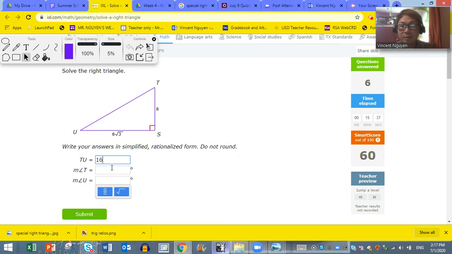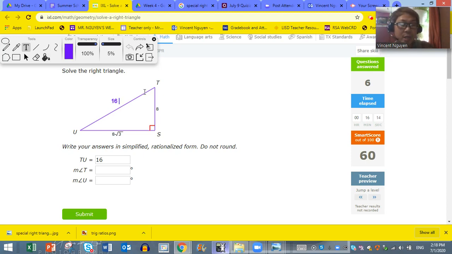All right, that took care of the side. Now the angles, I don't know. Remember, we use trig inverse to find the angle, right? So let's look at angle T first. Look at the two sides that are given to us. Or actually we could use the hypotenuse because we know the hypotenuse now is 16. If you don't want to deal with the root 3, leave it alone. Deal with the 16. I think this is a right triangle.